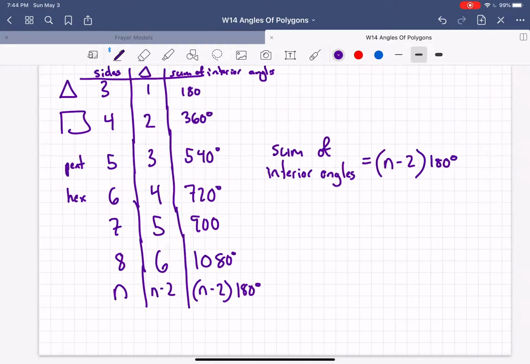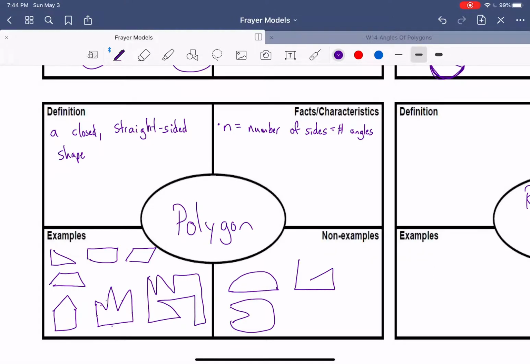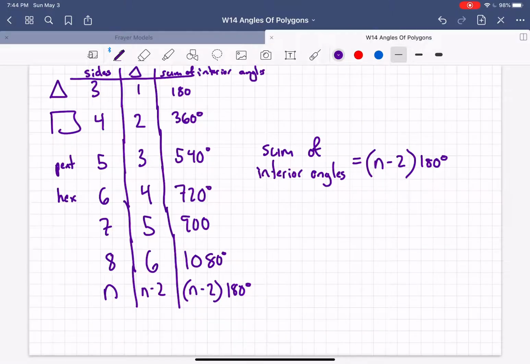And then we can add that to our Frayer model as well, which I'll post online. The sum of interior angles is equal to n minus 2 times 180 degrees. Nice, simple formula, just subtraction, multiplication, nothing more complicated than that.